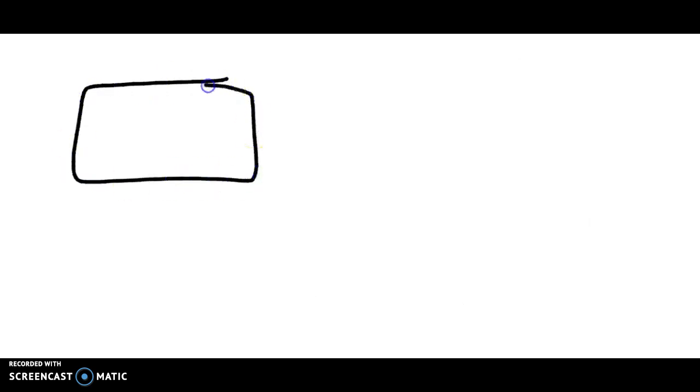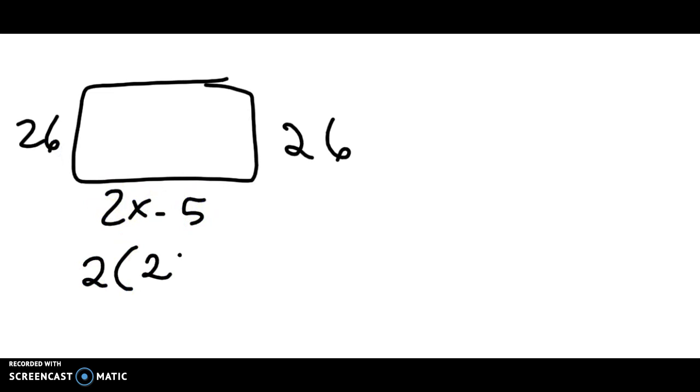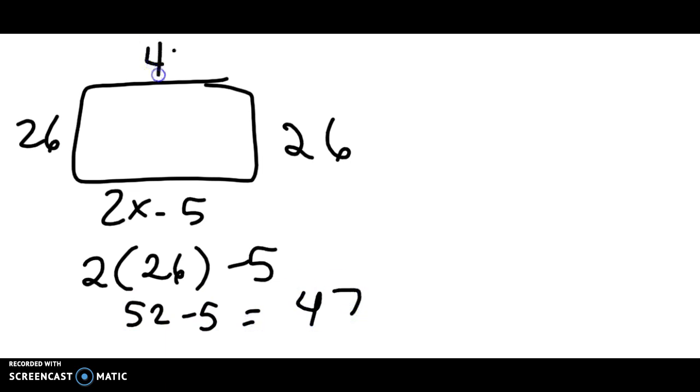So if x equals 26, this is 26, and this is 26, and then we had 2x minus 5, so remember you've got to take that and substitute it in, because we said x was 26. So 2 times 26, and then we're going to get 52. Subtract 5 from that. It's going to give you 47. So you have 47, and this side is 47. Remember, you add them all up, and it's supposed to equal 146, which it does. Okay, now we're on number 4.